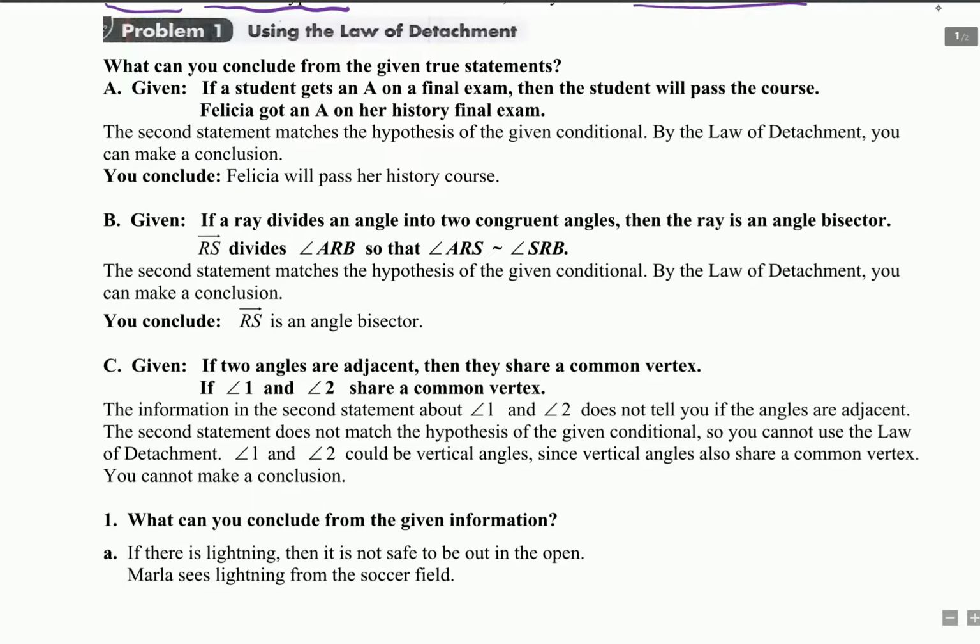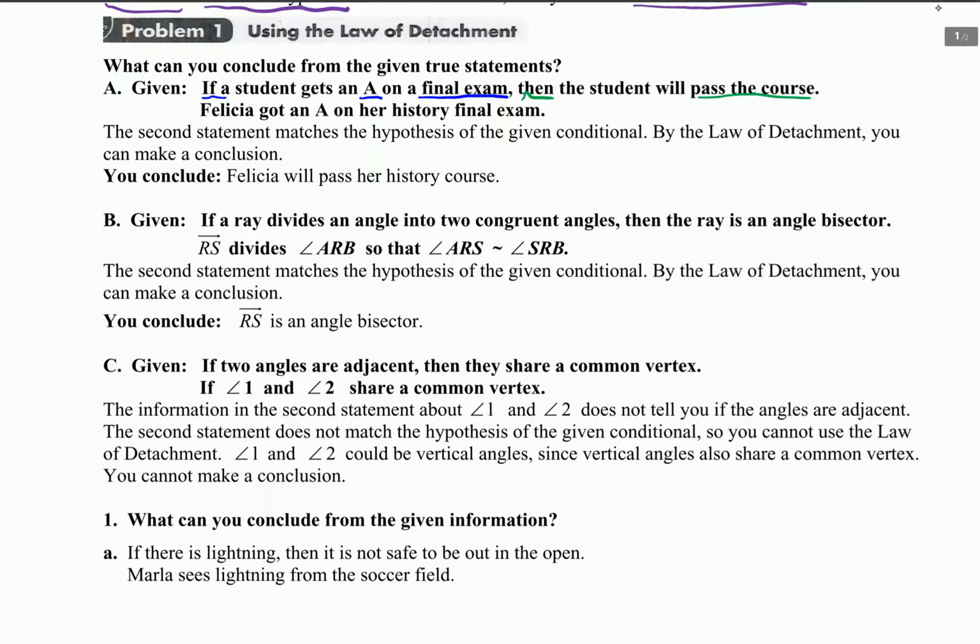All right, we are told we are given true statements. We are given: if a student gets an A on the final exam, that's our requirement, that's our hypothesis, then the student will pass the course. Our second statement tells us that Felicia got an A on her history final exam.